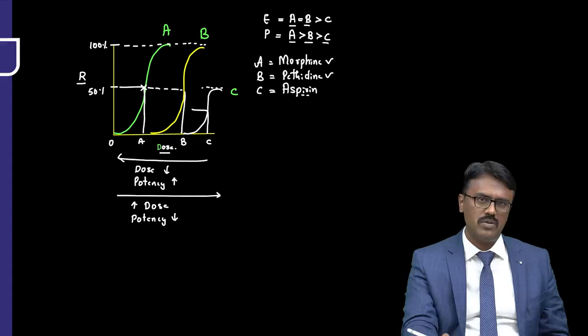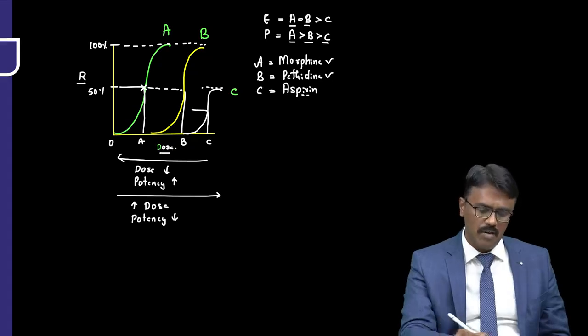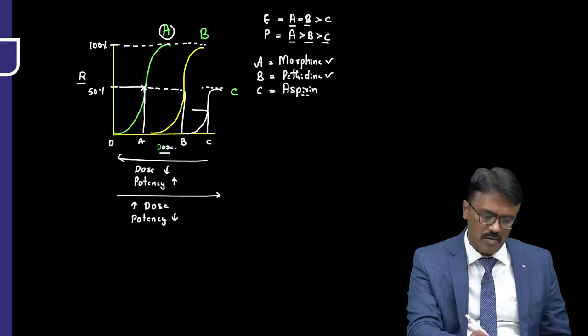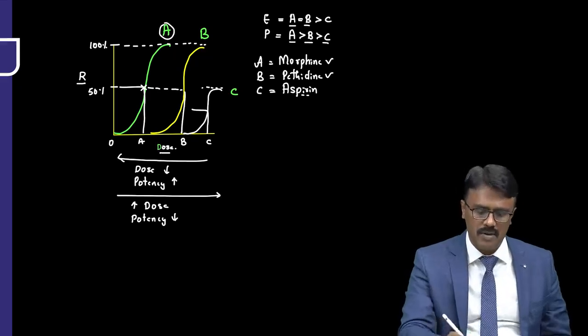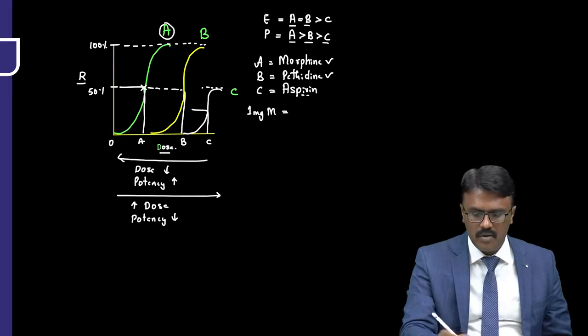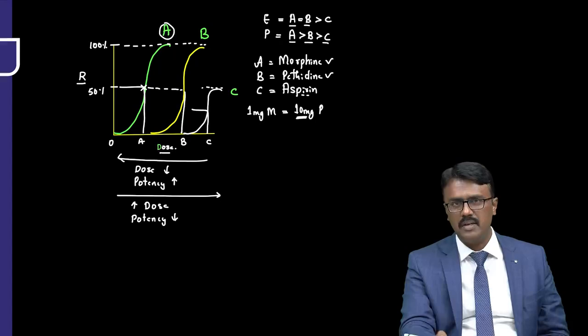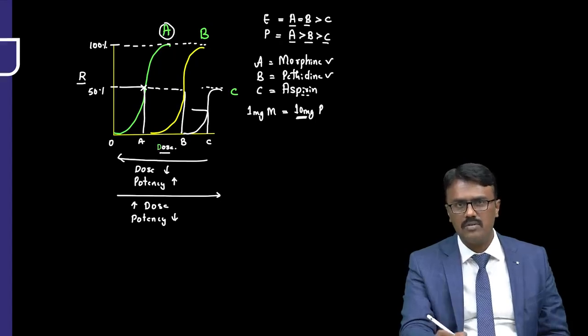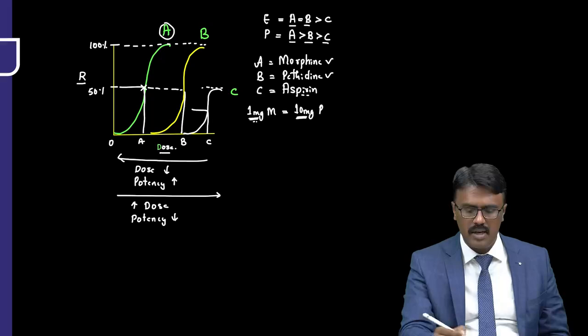Sir, what about the dose, potency? Now if I take the example A as morphine, you can use it at a low dose. For example, if I use 1 milligram of morphine, you have to use 10 milligram of pethidine. That means you are using a higher dose of pethidine. So the higher the dose, the less potent. Yes or no? And the lower the dose, 1 milligram morphine, it is more potent.